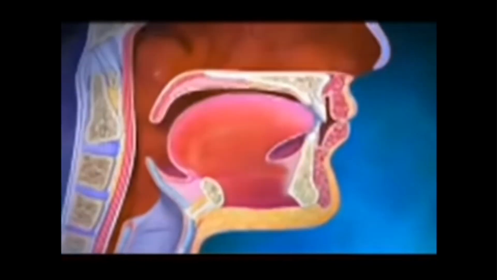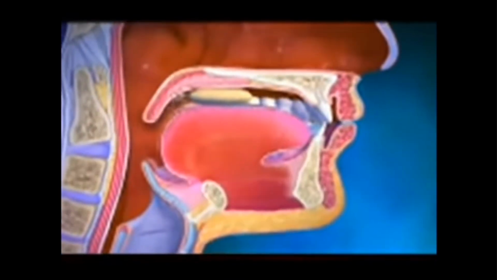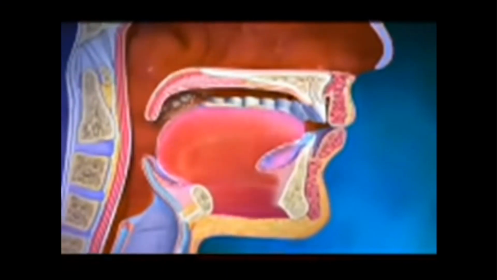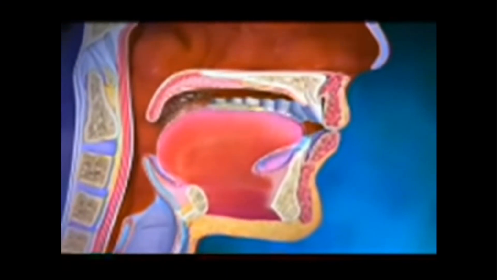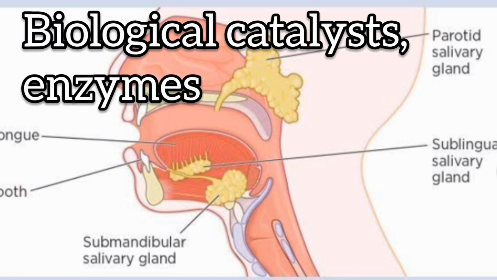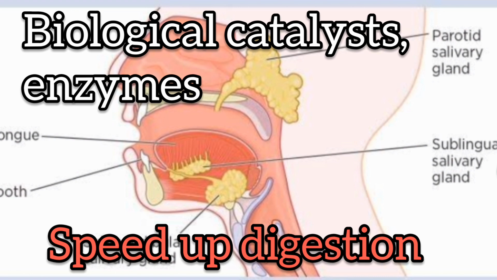This is called digestion. When we put solid food in the mouth, it is crushed with our teeth. This crushed food is mixed with saliva by our tongue. Saliva is not just water. It is a digestive fluid produced from the three pairs of salivary glands. It has biological catalysts or enzymes in it. These catalysts or enzymes speed up the process of digestion.